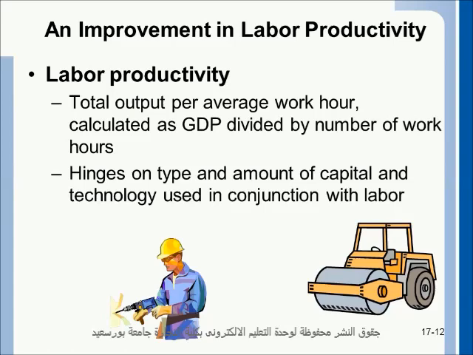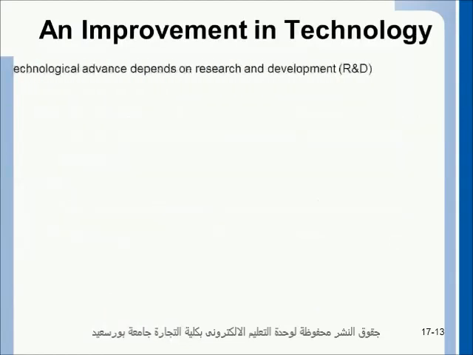It depends on the type and amount of capital and technology used in conjunction with labor. And capital helps to increase labor productivity. It also depends on human capital, investment in and increase of the skills of labor, and this is called human capital. Improvement in technology is the third factor for growth. Technological advance depends on research and development, and this is called R&D.